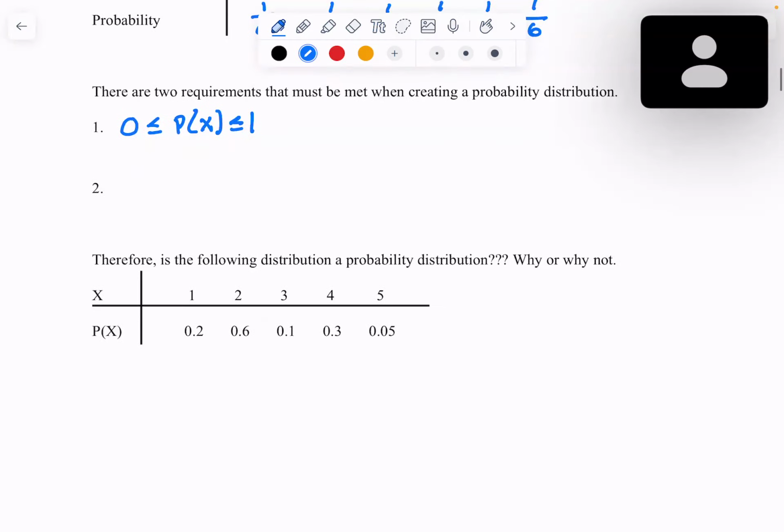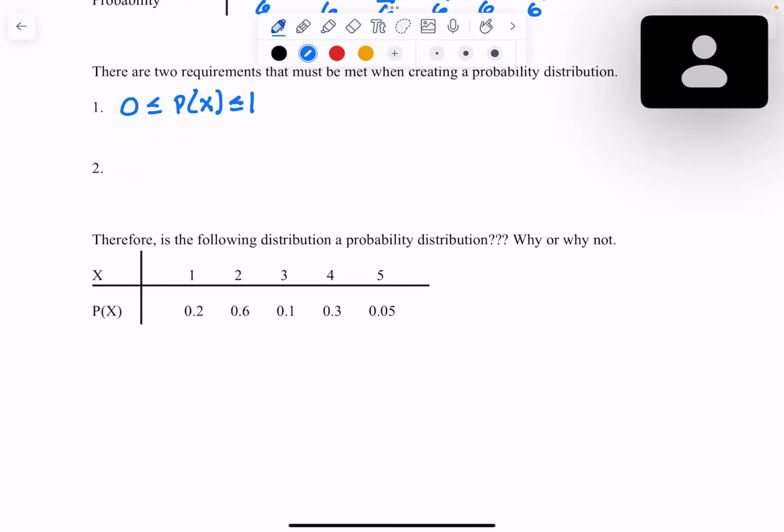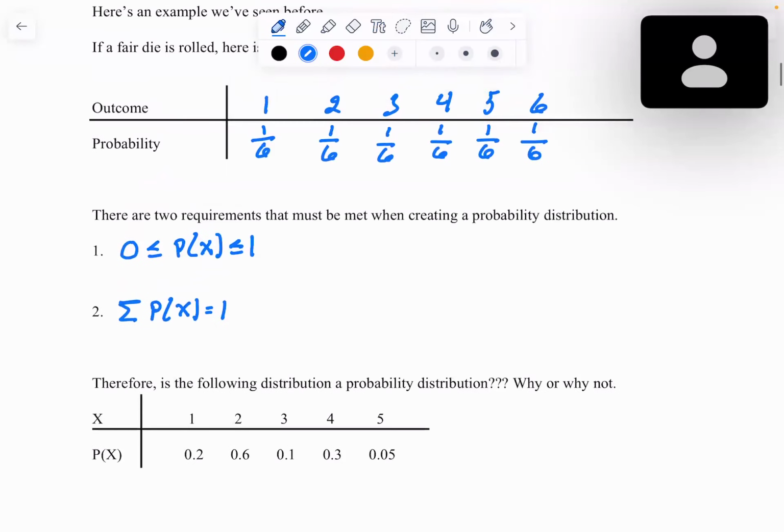And the other one is the sum of the probabilities actually equals 1. We talked about this in chapter 4, right? Whenever we add up all the probabilities associated with each of these outcomes, we indeed do get 1.